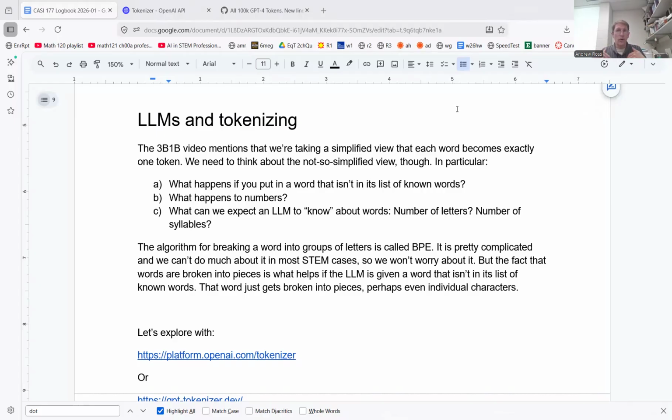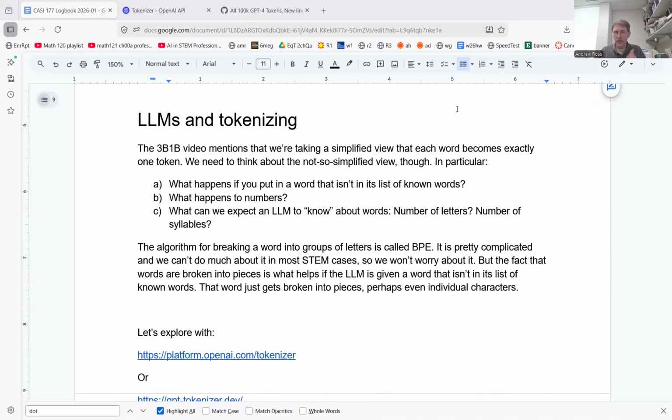In particular, what happens if you put in a word that isn't in its list of known words? What happens with numbers, like 234? What can we expect an LLM to know about words? Does it know how many letters they have? Does it know how many syllables they have?